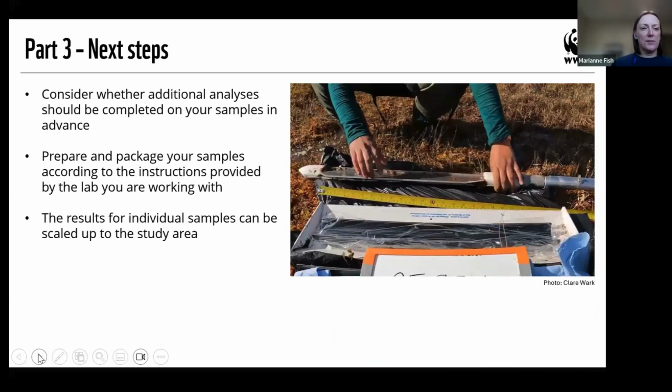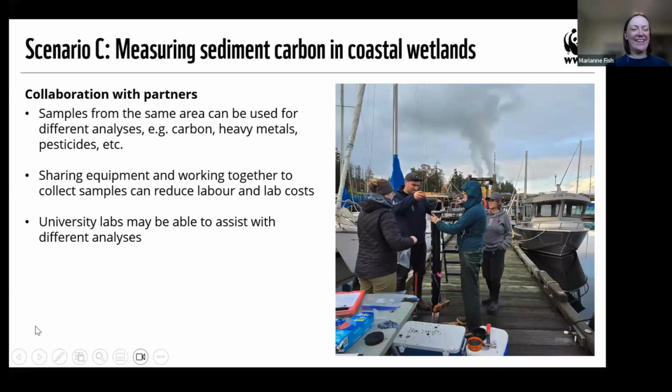Sorry, go back one. Thanks. This is not specific to coastal wetlands, but going back to what we said earlier about doing different types of analyses, we found benefits with collaborating across teams to take samples from the same area, particularly where it involves dive teams or snorkel, which can get quite labor intensive and quite expensive quickly.